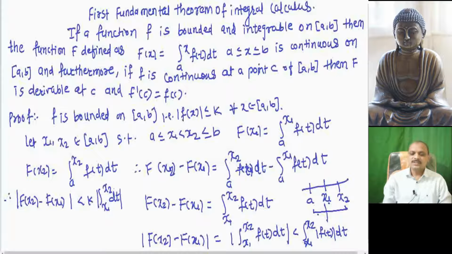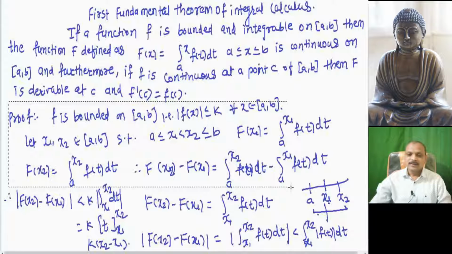But integration x1 to x2 of dt is t. This is equal to K into t from x1 to x2. Since x2 is greater than x1, this is K into x2 minus x1. We get mod of F of x2 minus F of x1 is less than or equal to K into x2 minus x1.